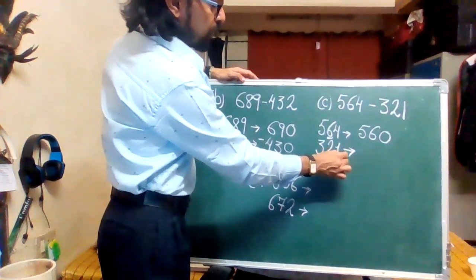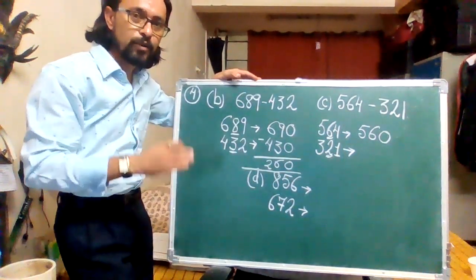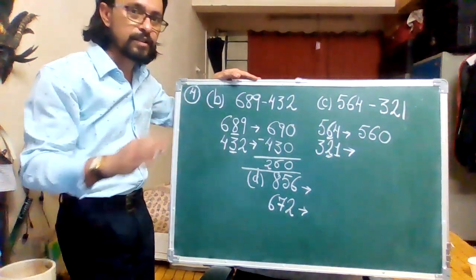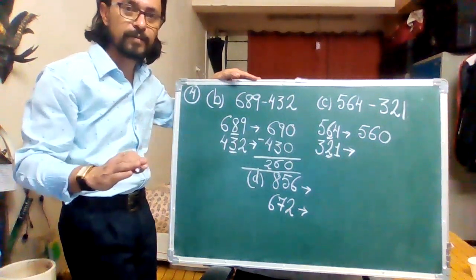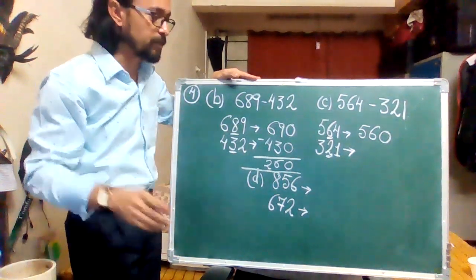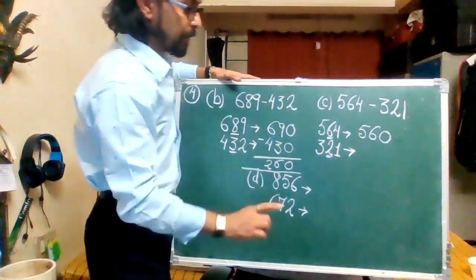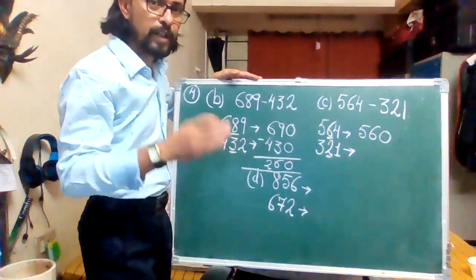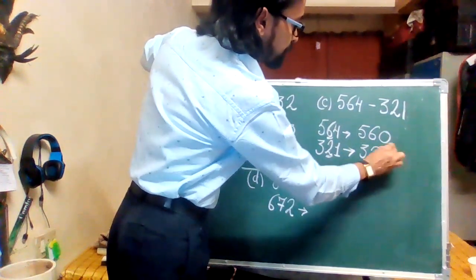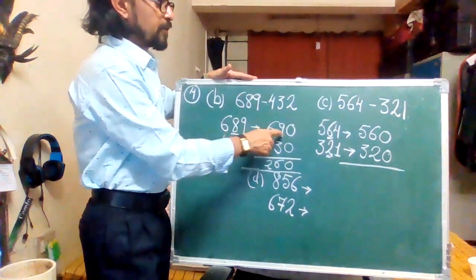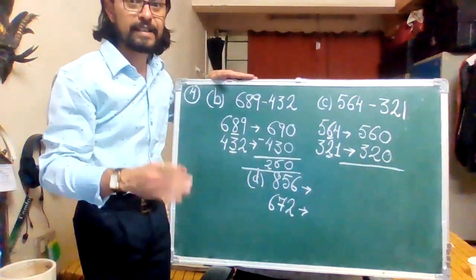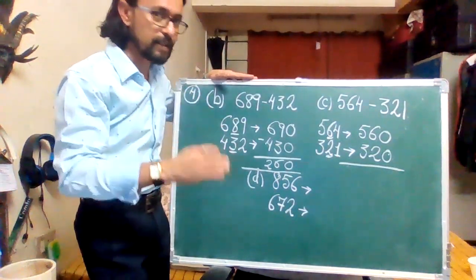Similarly here, after 2 is 1. 1 falls in the first category, that is 0, 1, 2, 3, 4. If the digit is from 0 to 4, the digit does not change. It does not increase by 1. But if it's from 5 to 9, then the value increases by 1. So again, here the value will not increase by 1 because it falls in the first category. 3 will remain 3, 2 will remain 2, but 1 will become 0. You can see 690, 430, 560, 320, all are in tens because we are rounding off to the nearest tens.